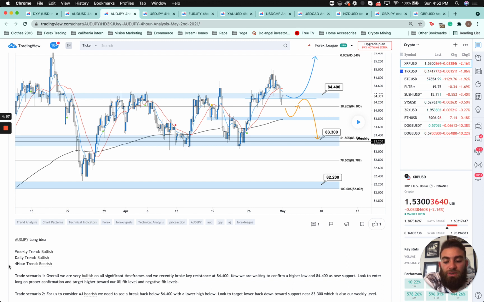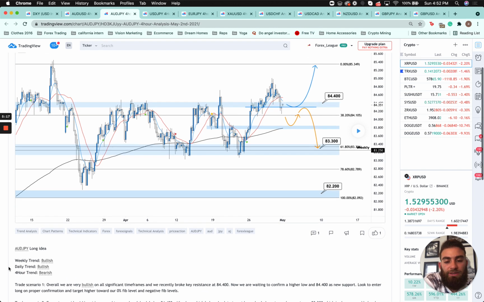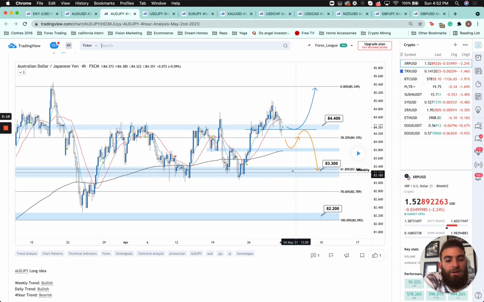Look to enter long on proper confirmation and target higher toward our 0% fib level and negative fib levels. So trade scenario 2, for us to consider AJ bearish, we need to see a break back below 84,400 with a lower high below. Look to target lower back down towards support near 83,300, which is also our weekly level. So pretty much, guys, we're looking for a break of this level, 84,400, and a retest and short, or looking to bounce and go to the upside on this one.